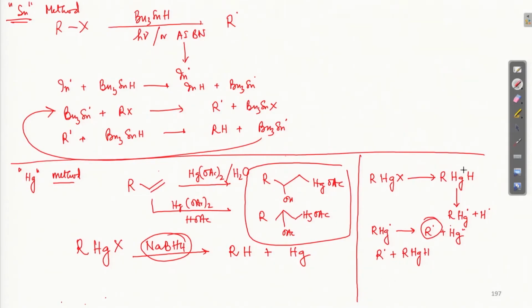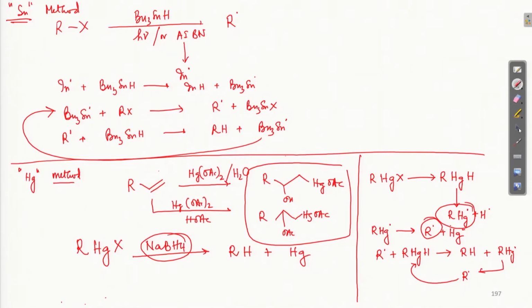And this R dot then reacts with the remaining RHgH, that alkyl mercury hydride, and forms RH plus RHg dot. Okay. So, you see the same thing which is responsible for propagation of the chain is regenerated. So, RHg dot then decomposes into R dot and the chain propagates like this. So, that is the other way of generating radicals. Okay. Now, these are the two methods, the mercury and the tin method.